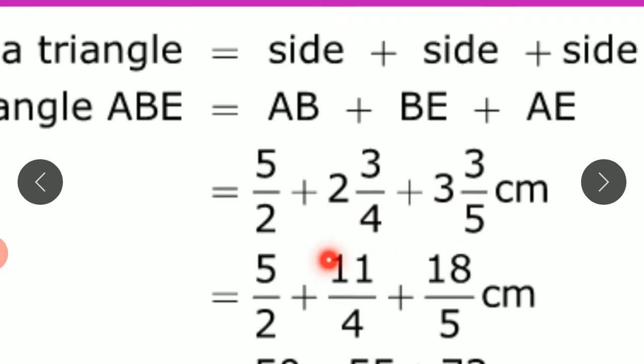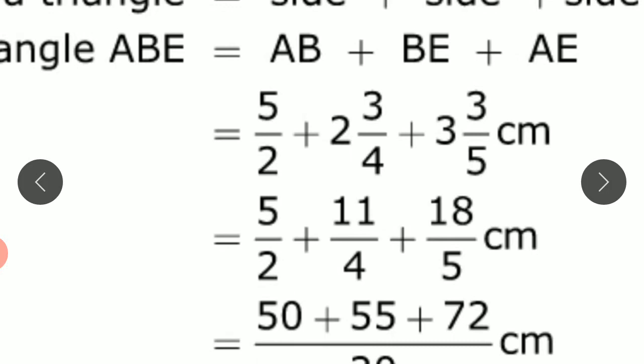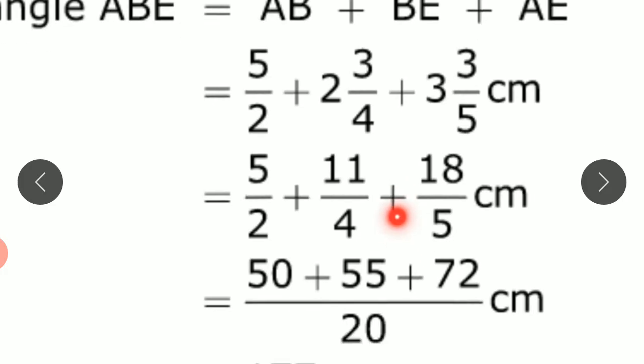So let's change them. Copy down the first fraction plus. How do you change a mixed number into an improper fraction? Copy down the same denominator 4, then 2 4s are 8, 8 plus 3, 11. So 11 by 4 plus, again changing the mixed number into improper, copy down the same denominator 5, then 5 3s are 15, 15 plus 3, 18 by 5.